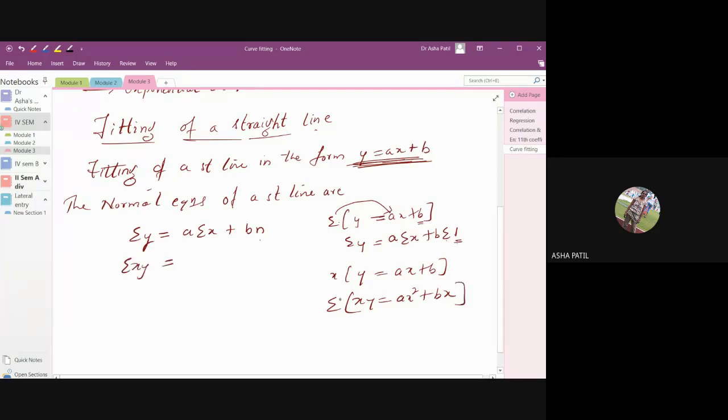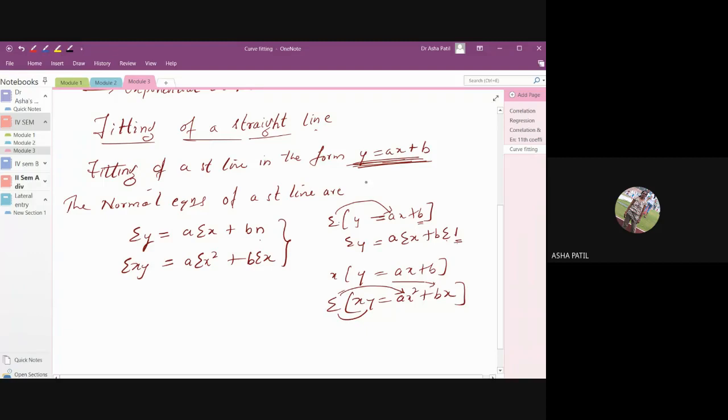Summation xy is equal to this one. Then again taking summation over here, a into summation of x square plus, again I'll take summation on this. So what will you get? b into summation of x. Now these two are called the normal equations. So it is not necessary to memorize them.